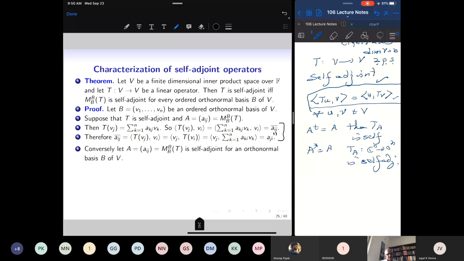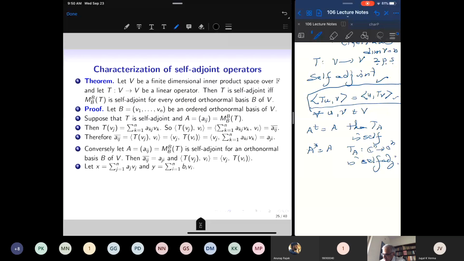Now we have to prove the converse. Suppose the matrix is self-adjoint; then I want to show that the linear operator is also self-adjoint. So we have to prove this property of T with respect to the inner product, assuming that the matrix is self-adjoint. But this is almost clear from this calculation, because to prove that T is self-adjoint, I have to prove this equality, and we have calculated the inner product of Tv_j with v_i. If A is self-adjoint, then a_ij bar is equal to a_ji, so these two inner products are the same. So all the steps can be reversed.